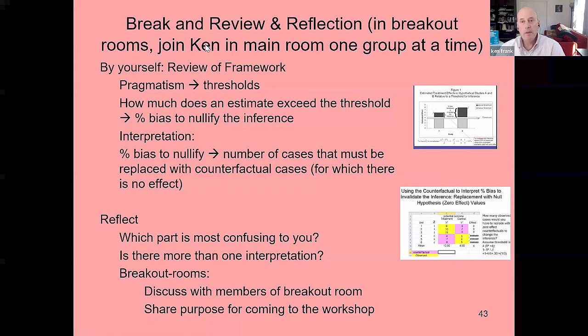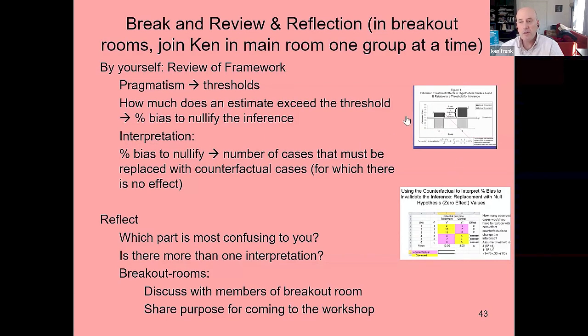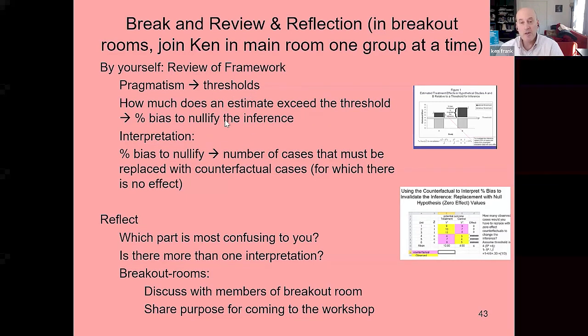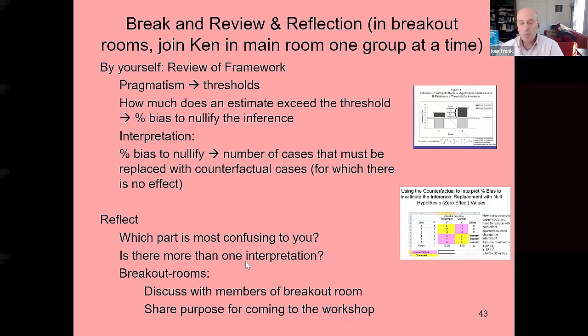Okay, this is a good chance to have a little break and reflection. These little slides here should be hyperlinked, so you could use slide 43 to navigate back to other slides and review a little bit. Where have we been? Pragmatism implies thresholds. How much does an estimated effect exceed a threshold? And then we got to bias to nullify the inference, and we did that in terms of counterfactual cases. You can think about which part is most confusing to you. Is there more than one interpretation? And then in breakout rooms, you can discuss with members of the breakout room.